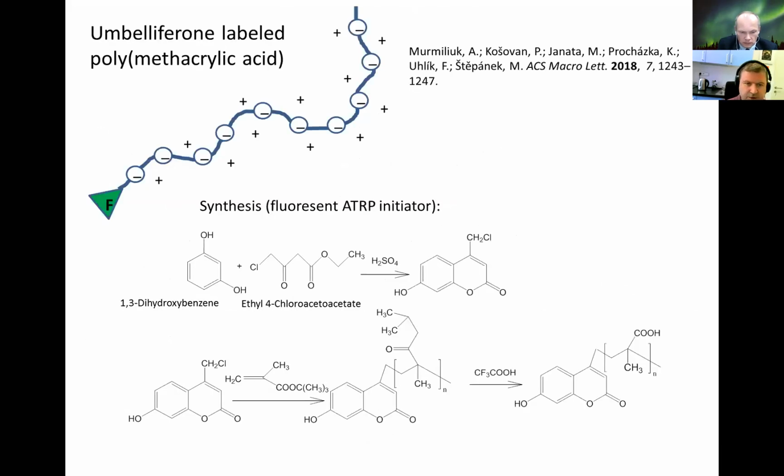And we decided to perform this experiment to make things more simple, to make it just with a single polymer chain. So we needed first to label polymethacrylic acid with umbelliferon, which was not that easy, but our colleagues from the Institute of Macromolecular Chemistry in Prague were able to find a solution. So they synthesized this derivative of umbelliferon, which served as fluorescent ATRP initiator, and then they just performed the ATRP polymerization and prepared polymethacrylic acid, which was labeled at the end with this umbelliferon.